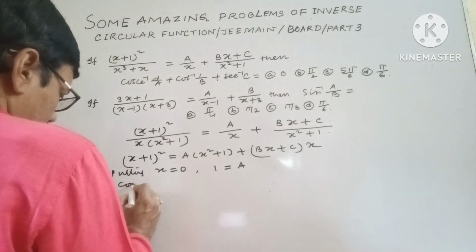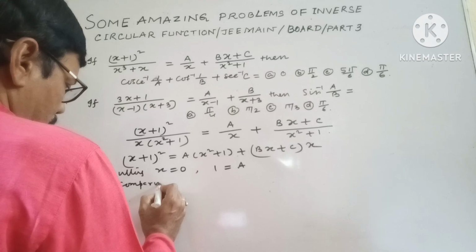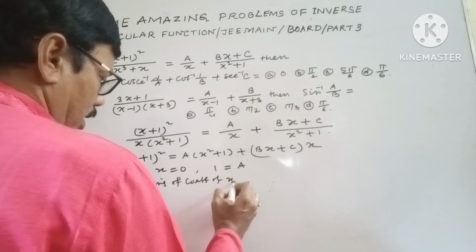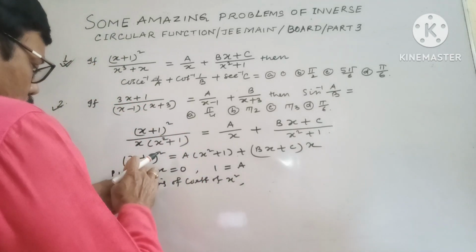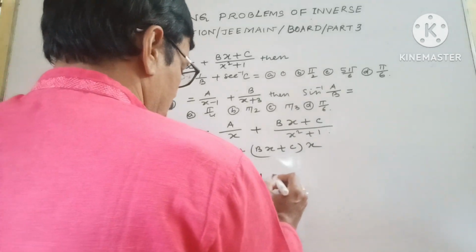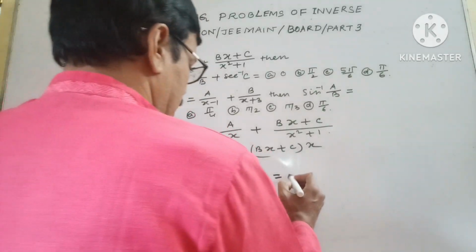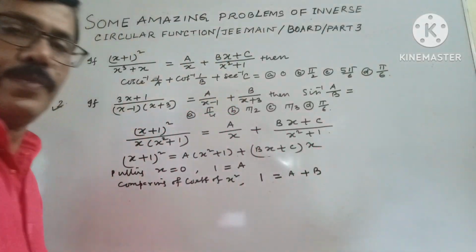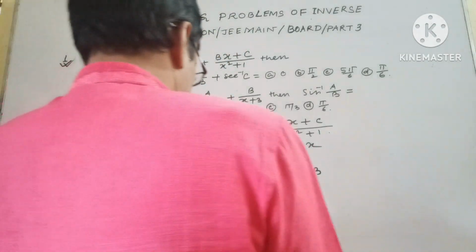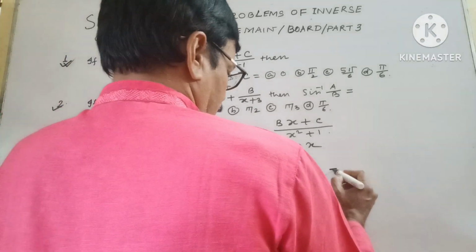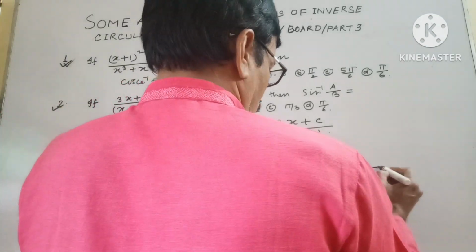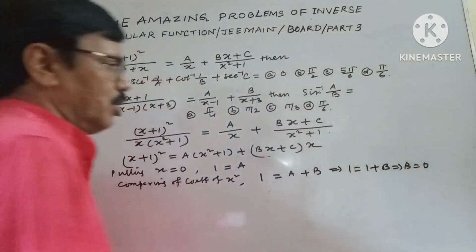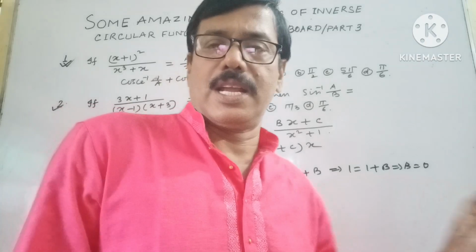So comparing the coefficient of x². What is (x + 1)²? It is x² + 2x + 1. So this is 1, and here it is A, and this is Bx into x. So A + B. Now we know A. What is A? A = 1. So this implies 1 = 1 + B. This implies B = 0. So we are getting A and B.